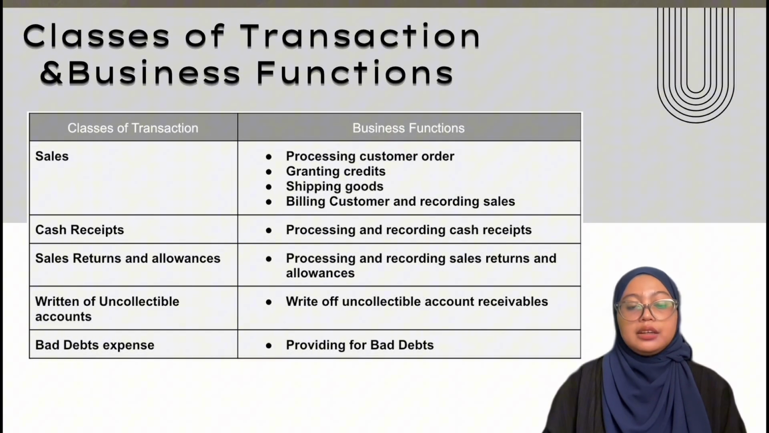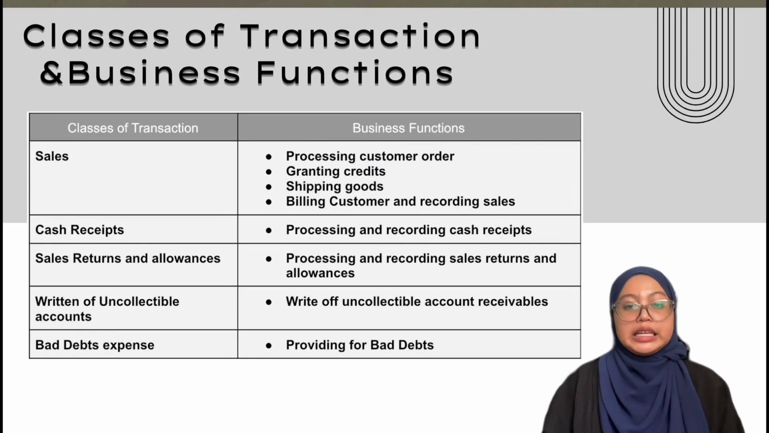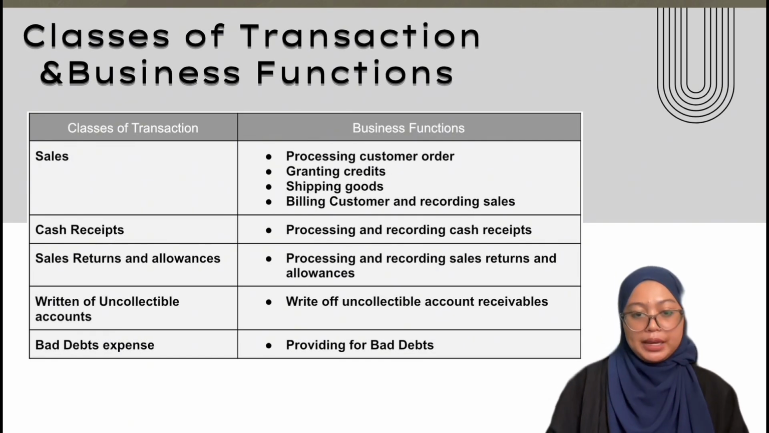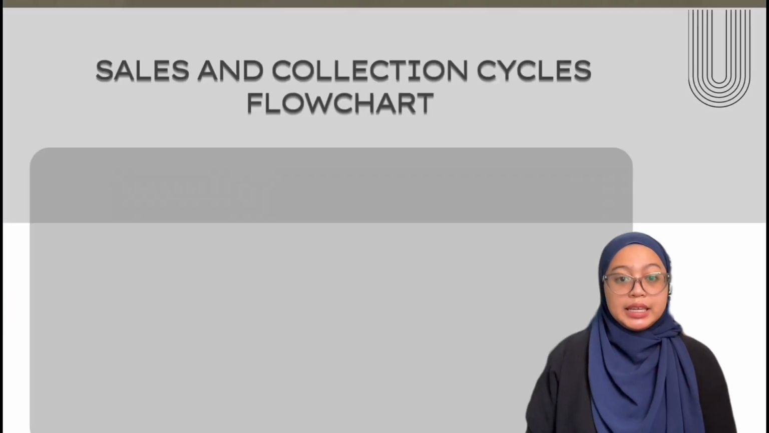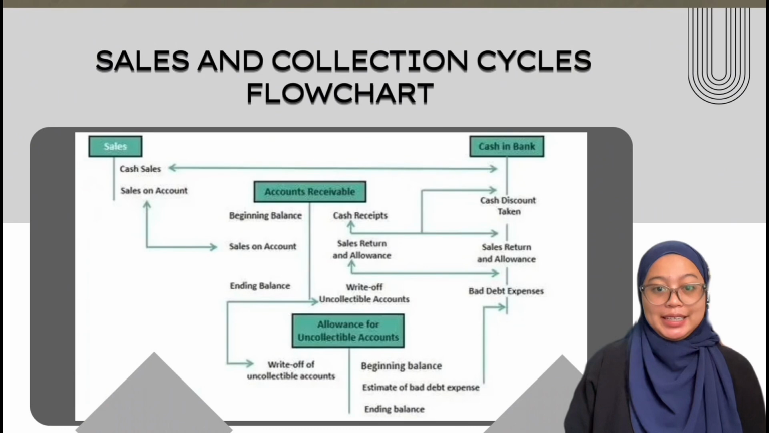Fourth, write-off of uncollectible accounts is to write off uncollectible accounts receivable. Last but not least, bad debt expense. The function of bad debt expense is providing for bad debts. So this is the flowchart of the sales and collection cycle.